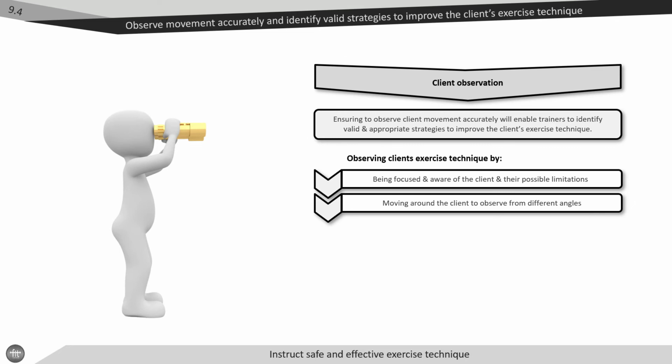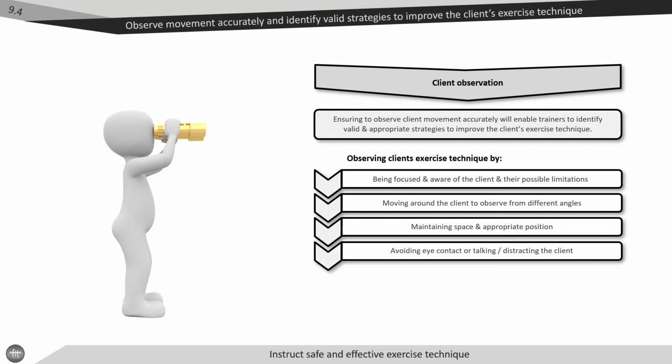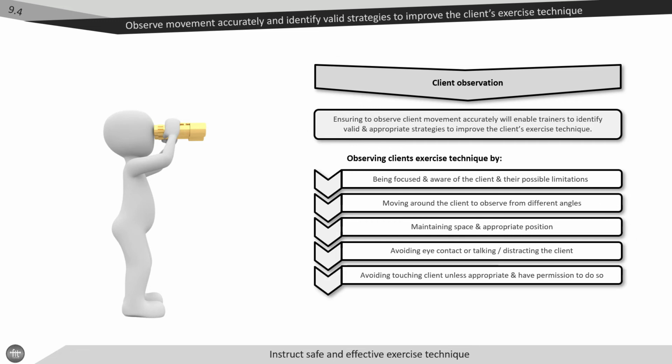When monitoring clients, ensure you maintain an appropriate space and positioning which is not intimidating, by being on the same level as the client and not domineering them. Avoid prolonged eye contact or talking to the client during exercise performance, as this may be distracting. And also avoid touching the client unless appropriate to do so, and you have received the relevant permission.